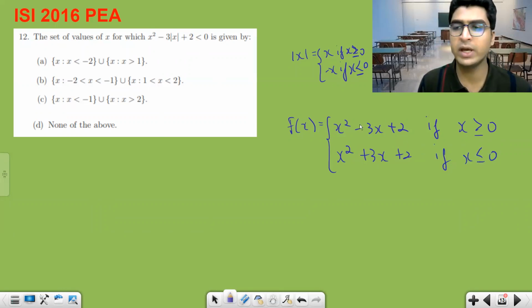Now what you can do is you can solve both of them. ठीक है, don't confuse this with this. ये x की बात हो रही है, यहाँ इस पूरे फंक्शन की बात हो रही है.